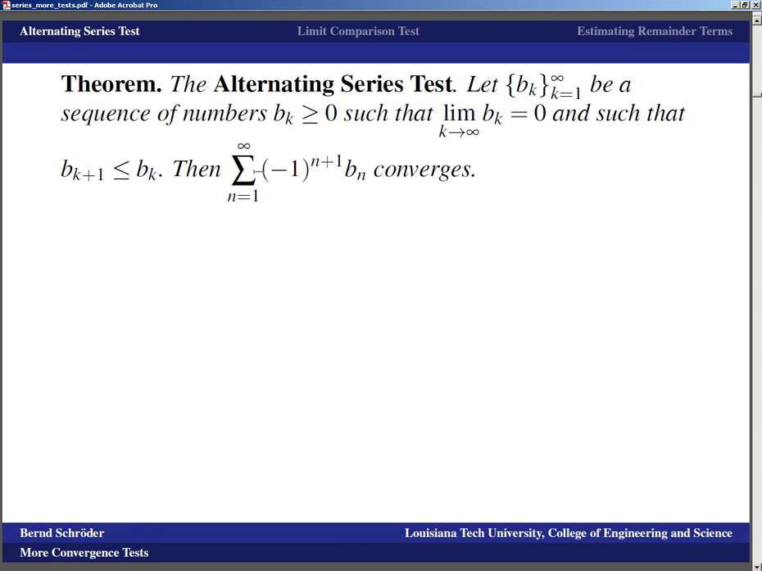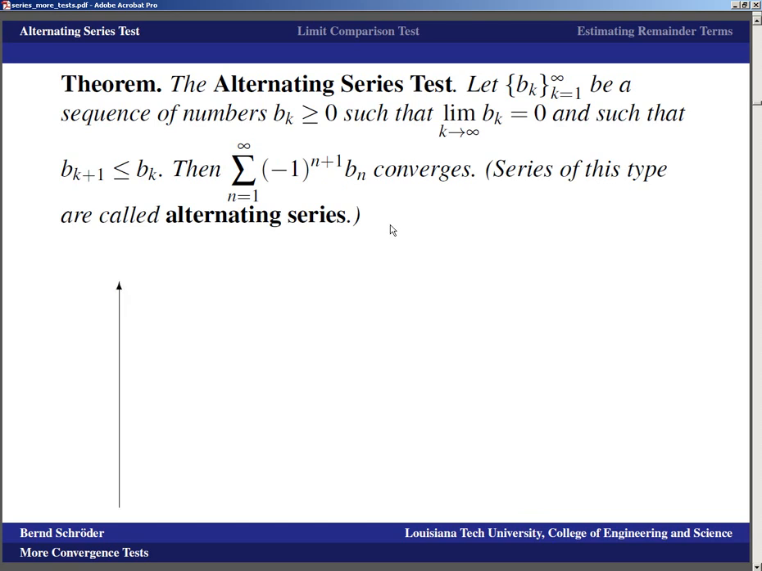It's alternating because we're putting what is called alternating signs in there. And so that means it's dangerously close to saying limit 0 gives you convergence, but it only does that for the alternating series, not for a series of positive terms all the way through. Series of this type are called alternating series. How can you prove something like that?